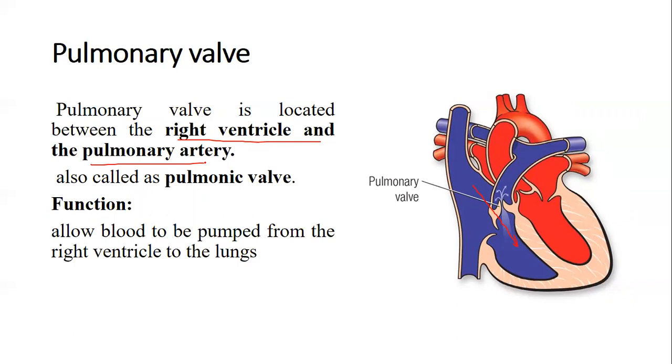It is mainly used to allow blood to be pumped from the right ventricle to the lungs. So it is acting as a valve between the right ventricle and the lungs. The main function is to prevent the backflow of blood from the pulmonary artery into the right ventricle. So it is otherwise called the pulmonary valve.